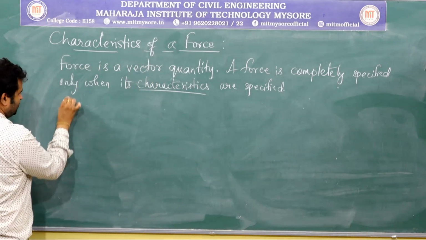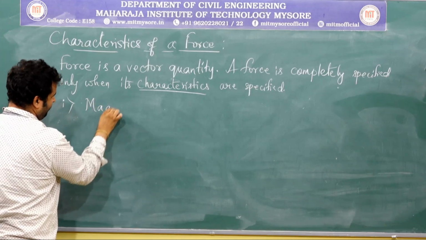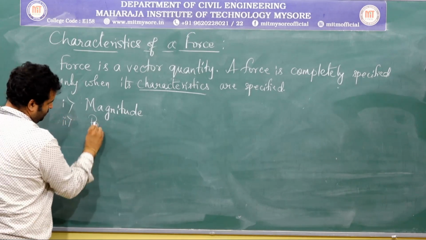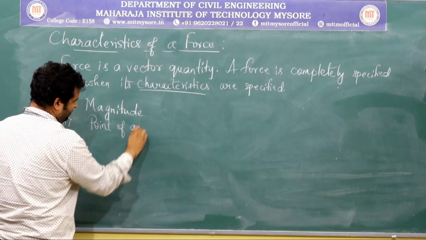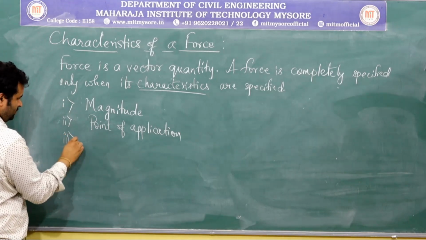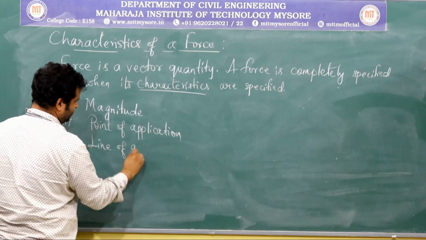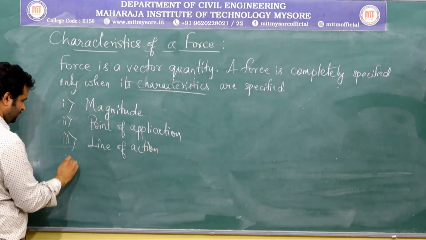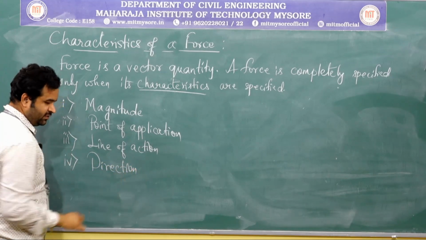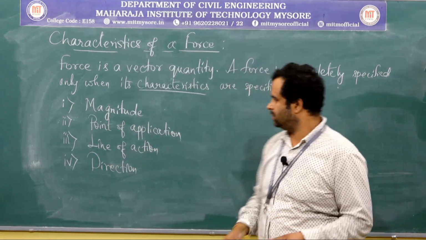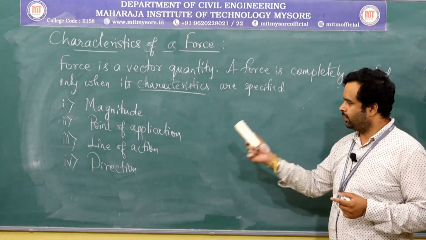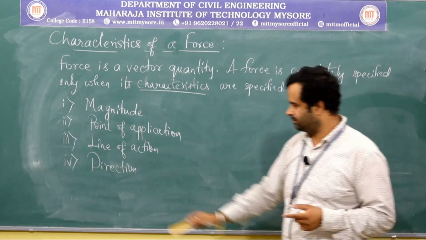That is, first one, magnitude, second one, point of application, third one, line of action, and the fourth one is direction. So, whenever you want to understand about a force system, you need to understand about these characteristics. Okay. So, what do you mean by magnitude, point of application, line of action, and the direction?